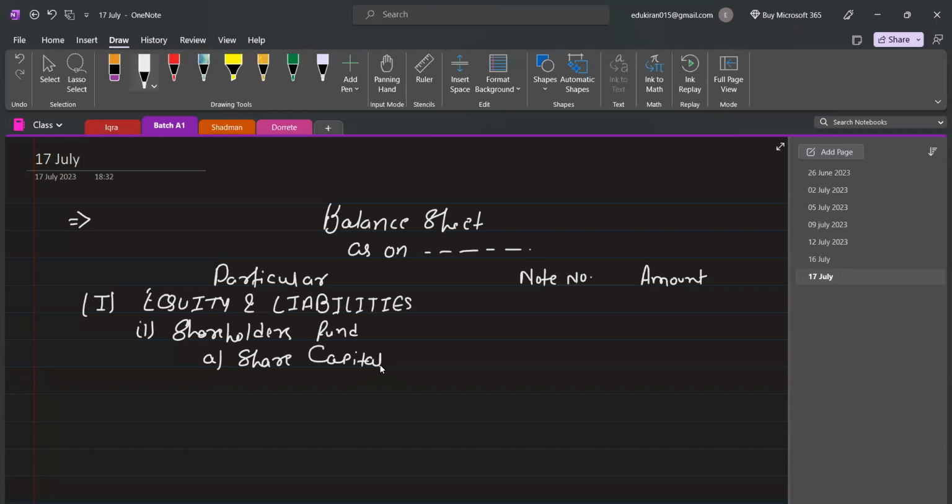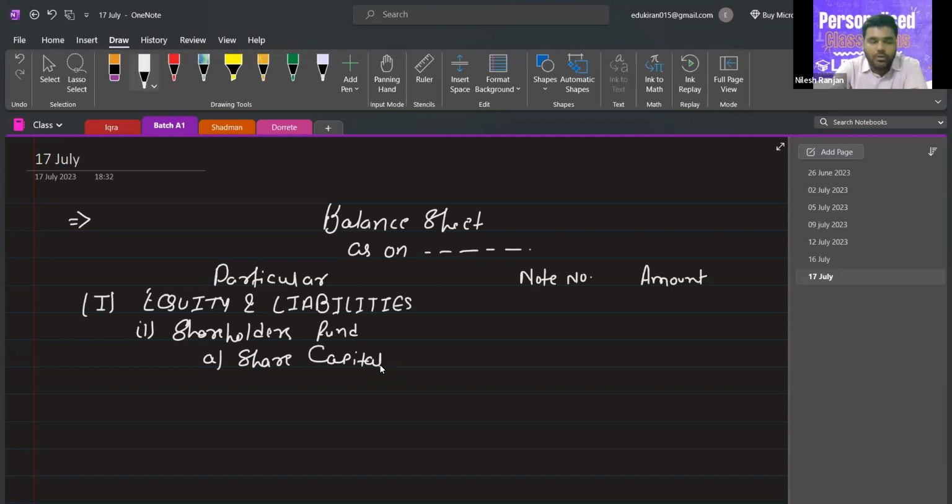Yes, sir. The next is paid up capital, meaning when we ask money from our shareholders, how much amount they pay us. So this is called paid up capital. The difference of called up capital and paid up capital is called calls in arrears.